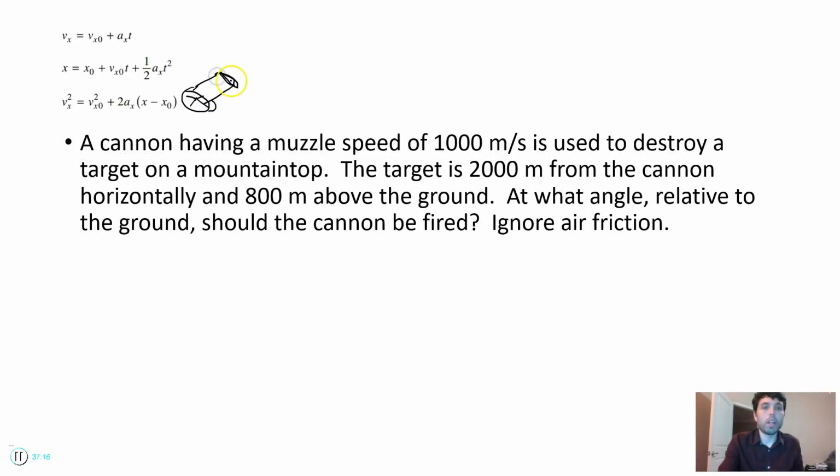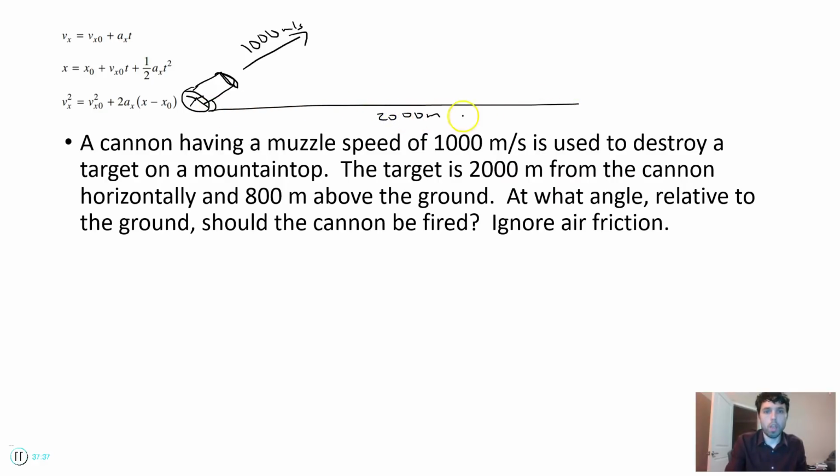Okay, whatever. All right. So firing it at some angle, we don't know, at 1,000 meters a second. And it's going to be used to destroy a target on a mountaintop. Now, the target is 2,000 meters from the cannon horizontally, so we go 2,000 meters this way, and 800 meters up, and here is the target, right? This is the spot where we want to hit, 800 meters up in the air. At what angle, relative to the ground, should the cannon be fired?